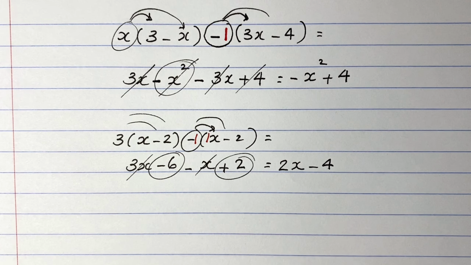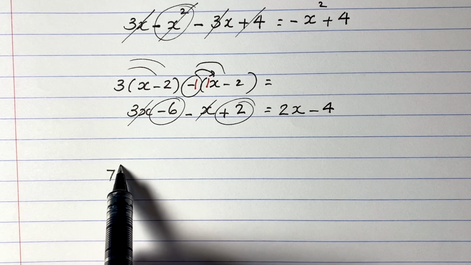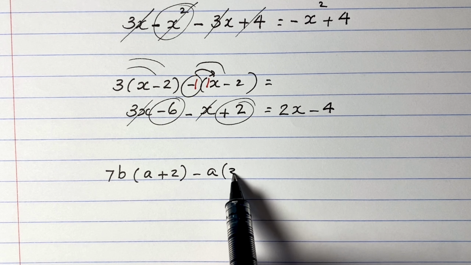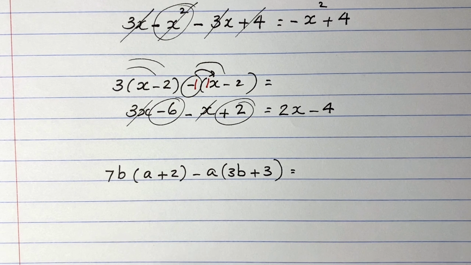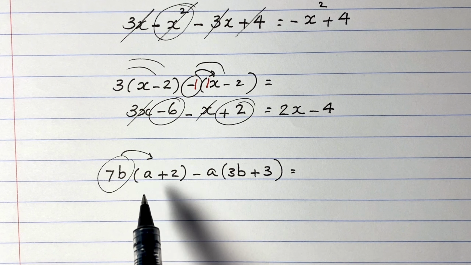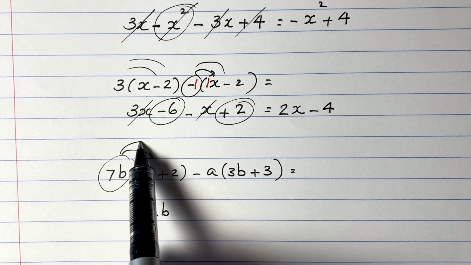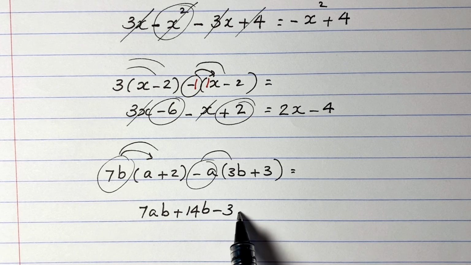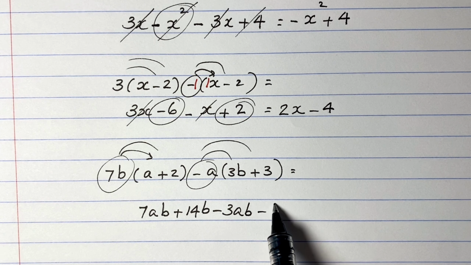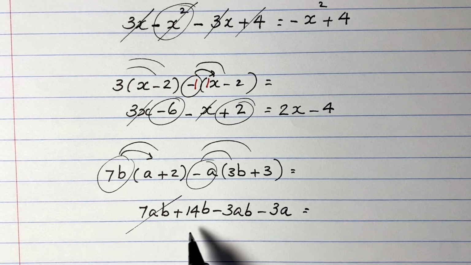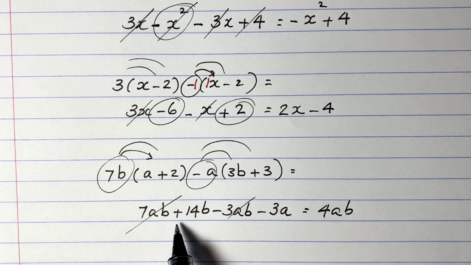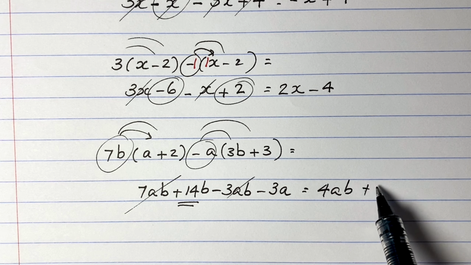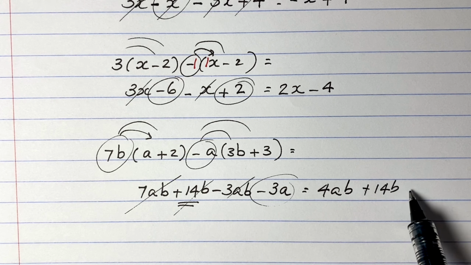One final example. 7b, bracket open a plus 2, minus a, bracket open 3b plus 3. 7b multiplies by a, that's 7ab. 7b times 2 is plus 14b. Then we have minus a times 3b is minus 3ab, and minus a times plus 3 is minus 3a. So we have 7ab minus 3ab, that's 4ab. Plus 14b, there's no single b or a term with b in it, so plus 14b. So that's gone, and all that is left is minus 3a.